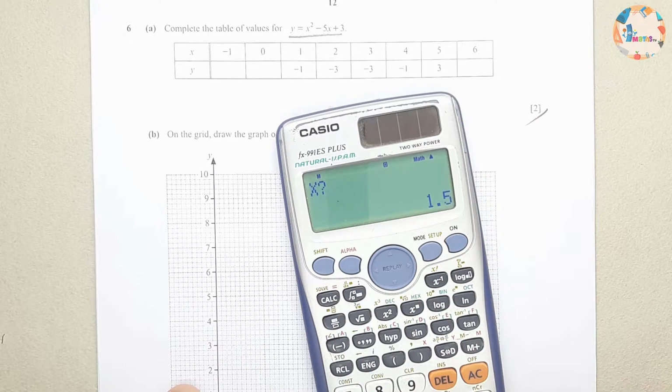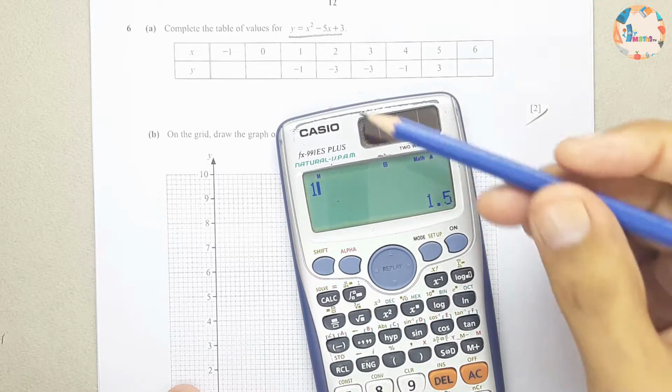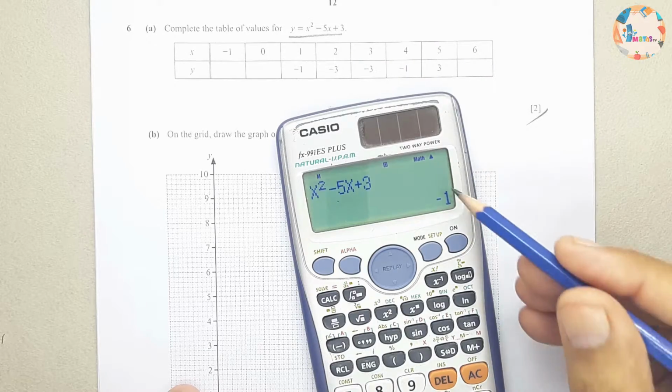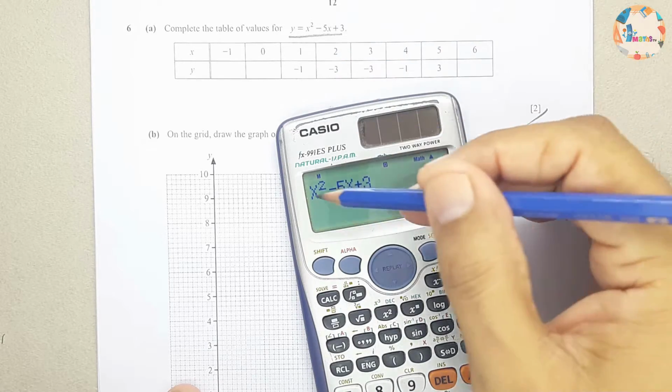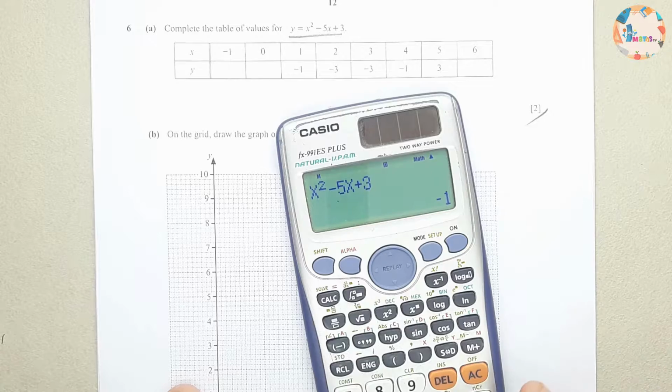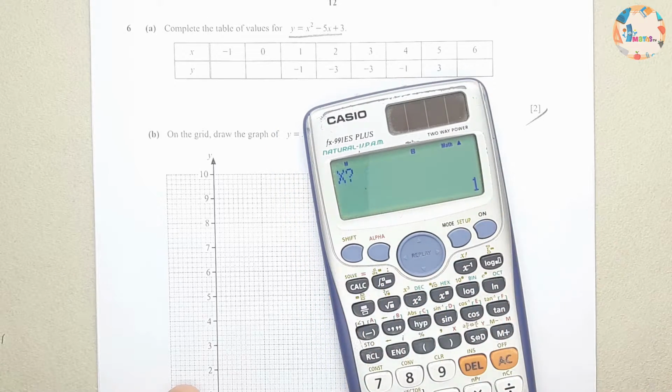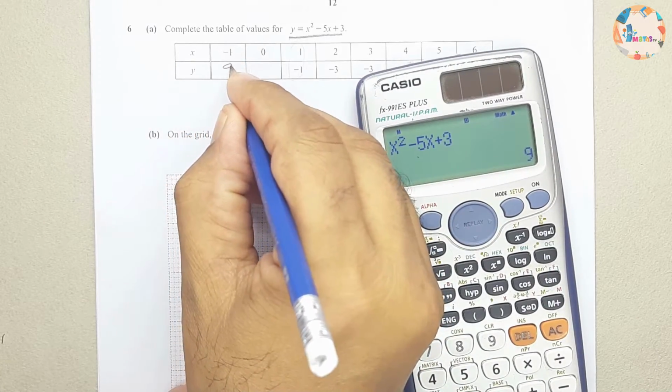So calculate. For x is equal to 1, we should get minus 1. So when we press equal to, we get minus 1. So our equation is correct. Now we are putting minus 1. So calculate for minus 1. This will be equal to 9. So we'll write here 9.